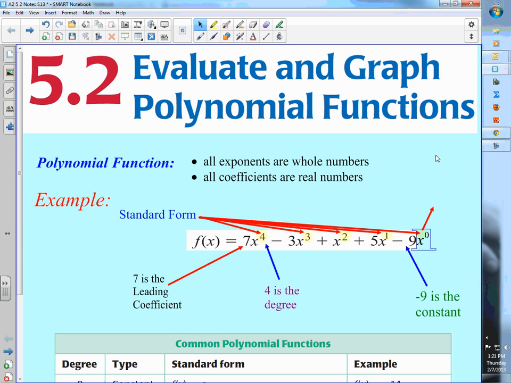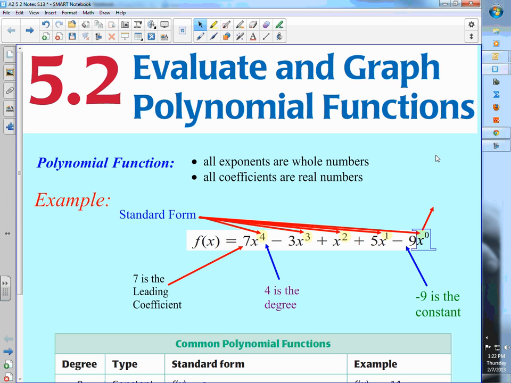I'll talk about details, but these details are very specific to a general type of polynomial. So let's take a look here. Polynomial functions, a couple of criteria that we have here. Your exponents, if it's a polynomial function, has to be a whole number. What's a whole number? No fractions, no decimals.